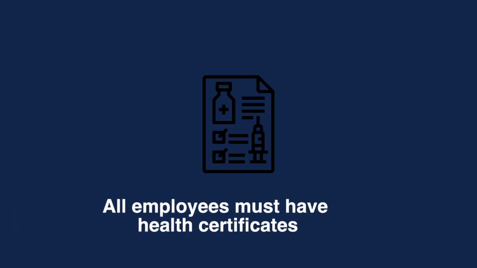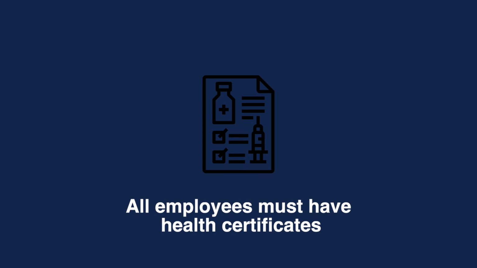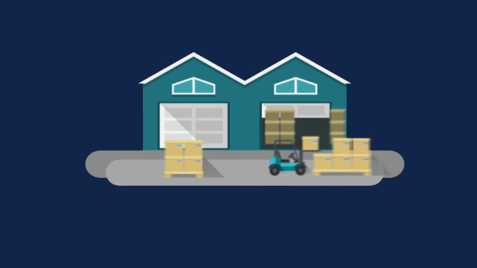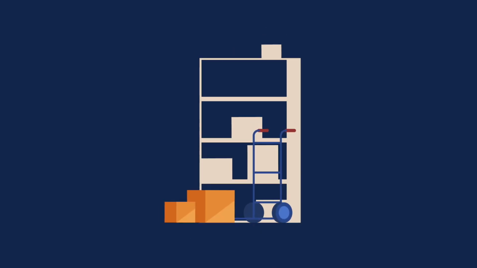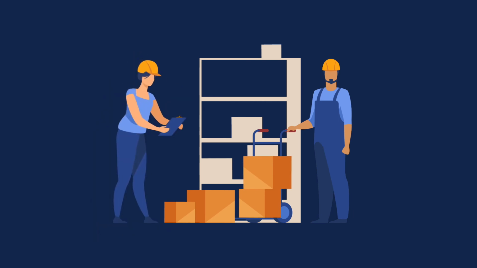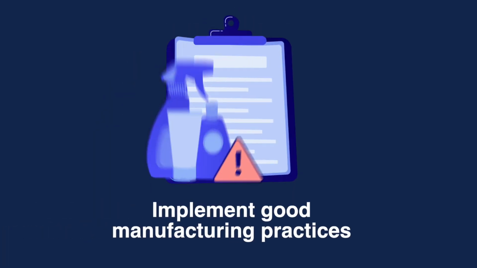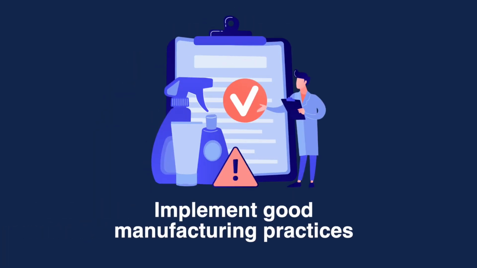all employees involved in the production must have health certificates. Set up the facility or building for the exclusive use of product manufacturing and ensure it is compliant to Good Manufacturing Practices, or GMP, and implement good manufacturing practices in your processing area.